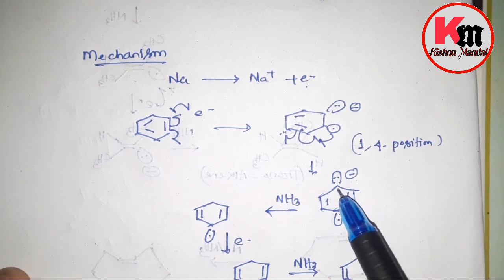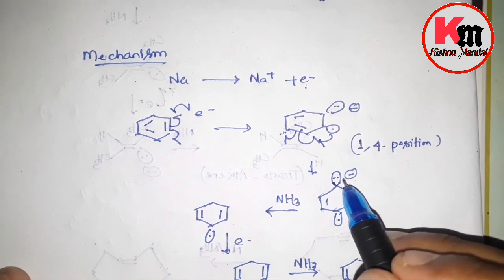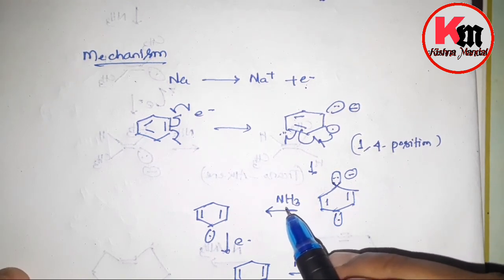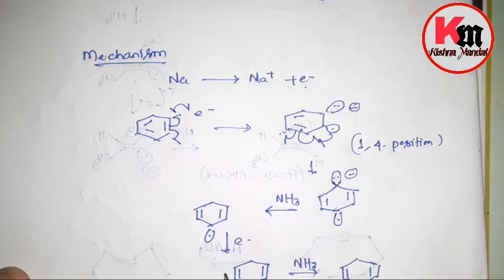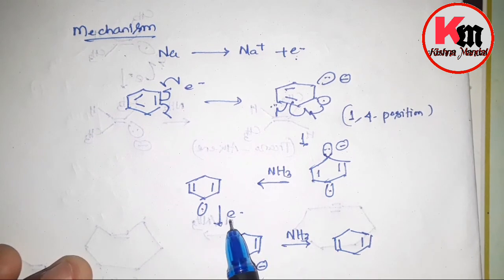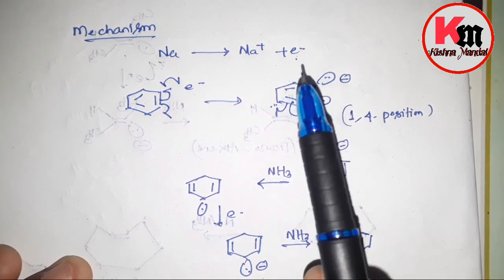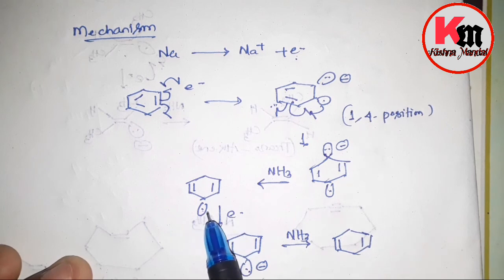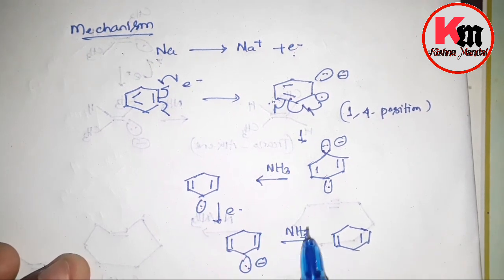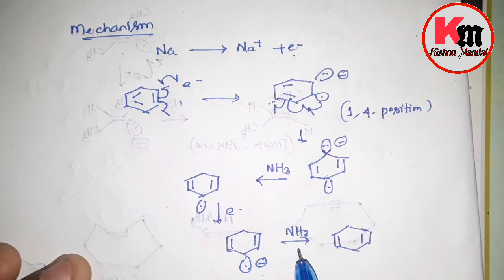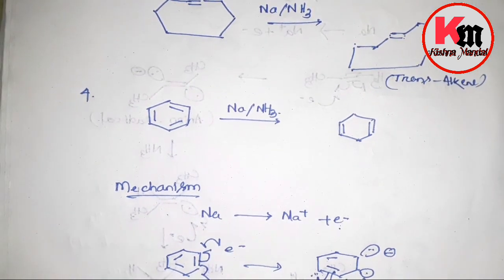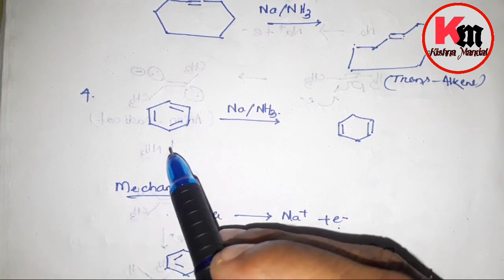Again, when this anion is formed, it takes one proton from the NH3 molecule, and it converts to a radical. Again this radical takes one electron from the metal, that is sodium metal. So again this electron pairs up with this radical and makes it an anion. Again this anion takes a proton from the NH3 molecule. So this type of isolated double bond product is formed. So in the next class what we will see is what modifications are possible in case of aromatic compounds.